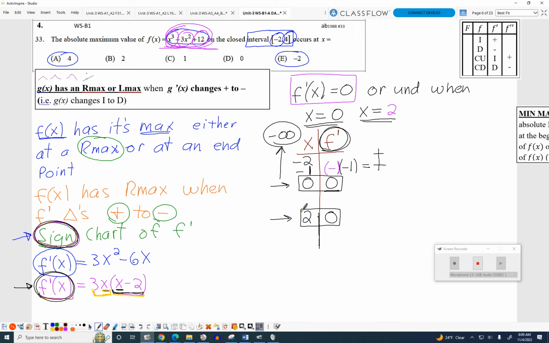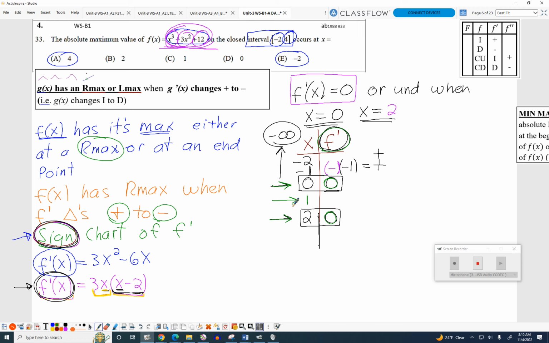So Ella, we need another x to check. What other x does it appear we should be checking? Just a positive one. We need an x that fits between this x and this x, because those are the x's where f prime had a value of 0. The most logical choice would be x equal 1.